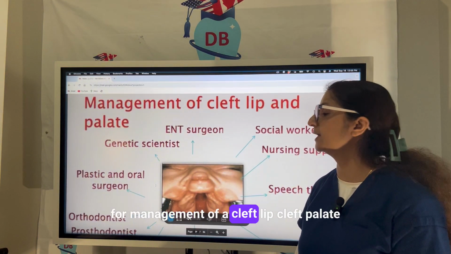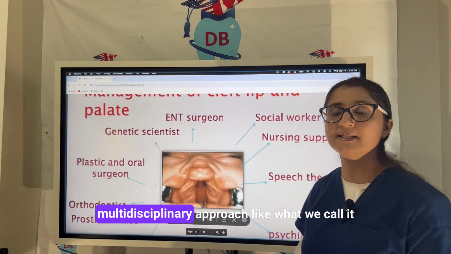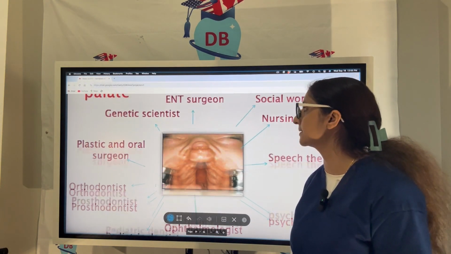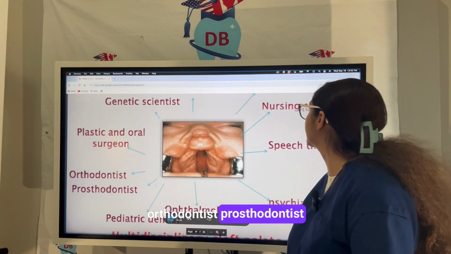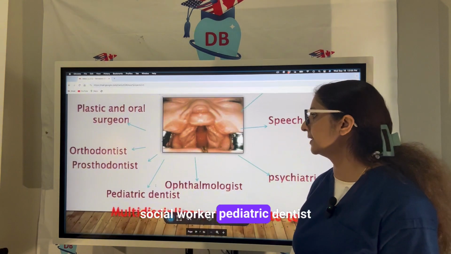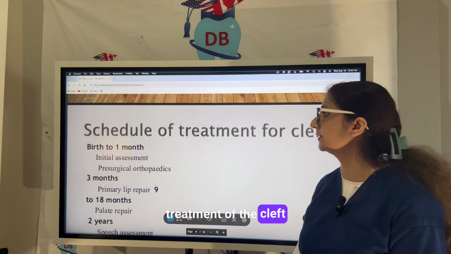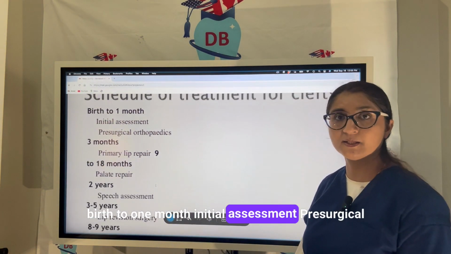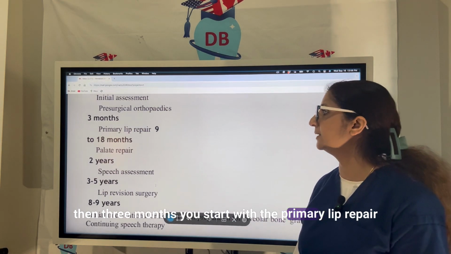For management of a cleft lip cleft palate patient, you will require a multidisciplinary approach, that's what we call it. ENT surgeon, plastic oral surgeon, orthodontist, prosthodontist, nursing support, speech therapist, social worker, pediatric dentist, psychiatrist. This is a schedule for treatment of the cleft. Birth to 1 month initial assessment, pre-surgical orthopedics if required. Then 3 months you start with the primary lip repair.